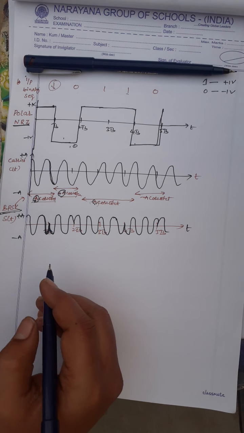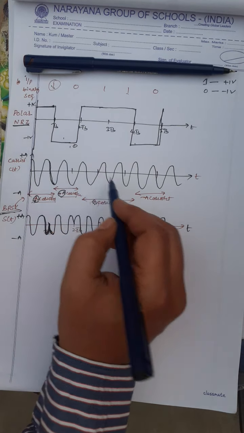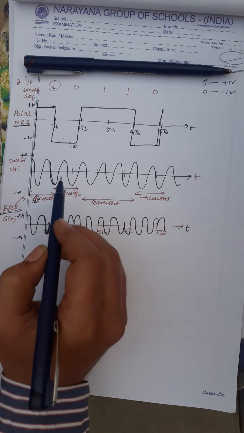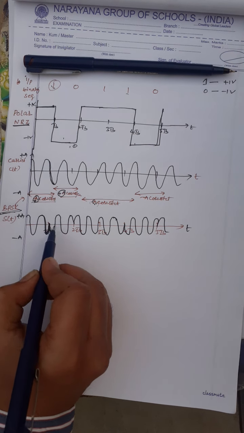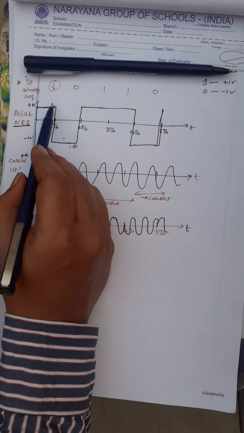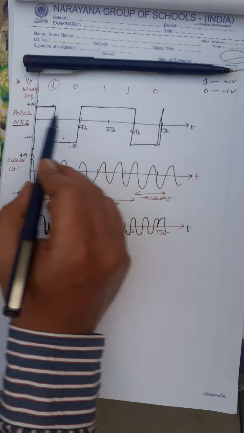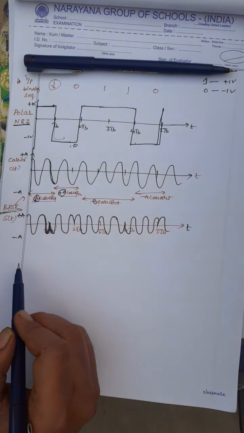Now see the definition. This is my carrier signal. This carrier signal phase is varied. How is it varied? According to the input binary data or according to the data signal, right?